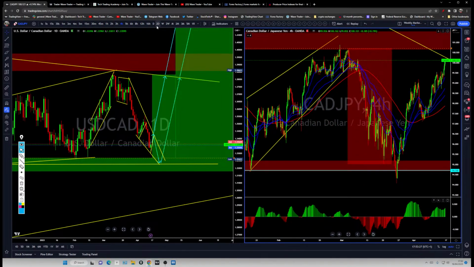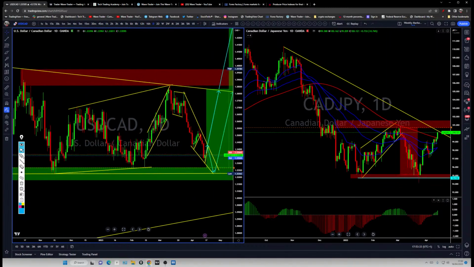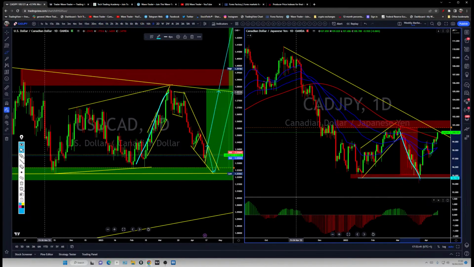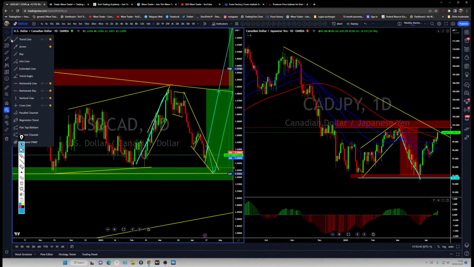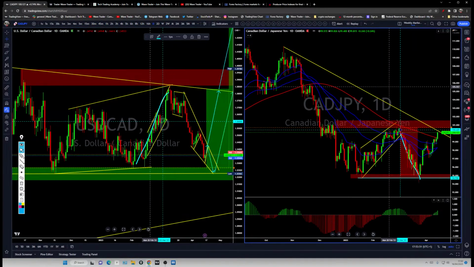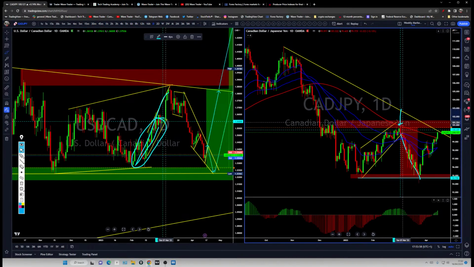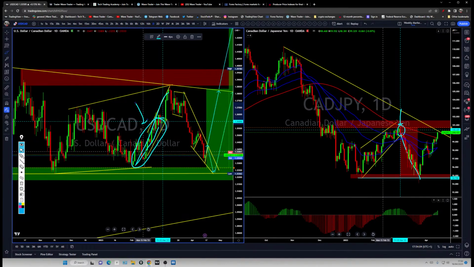No need to rush. So we have seen that previous bullish wave happen from here to here. And when price started to fall on the CAD yen, half of the wave had already happened over there on the dollar CAD. You see that half of the wave, the CAD yen was still at that top.